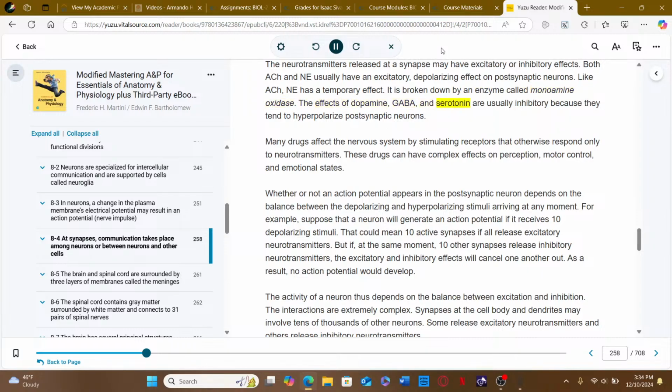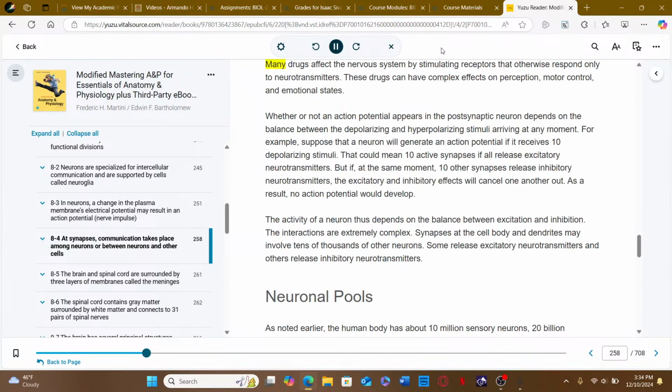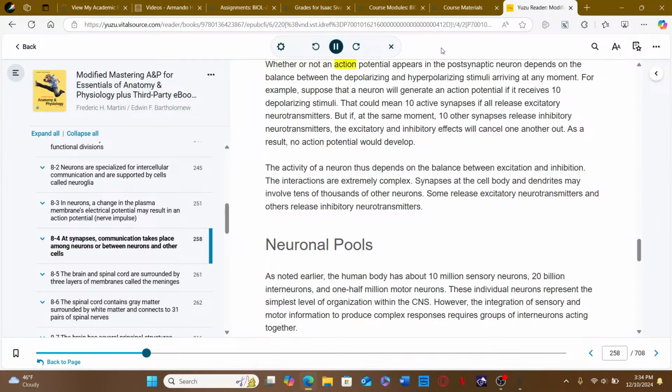The effects of dopamine, GABA, and serotonin are usually inhibitory because they tend to hyperpolarize postsynaptic neurons. Many drugs affect the nervous system by stimulating receptors that otherwise respond only to neurotransmitters. These drugs can have complex effects on perception, motor control, and emotional states. Whether or not an action potential appears in the postsynaptic neuron depends on the balance between the depolarizing and hyperpolarizing stimuli arriving at any moment.